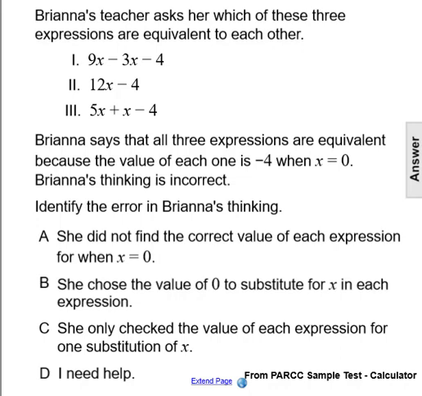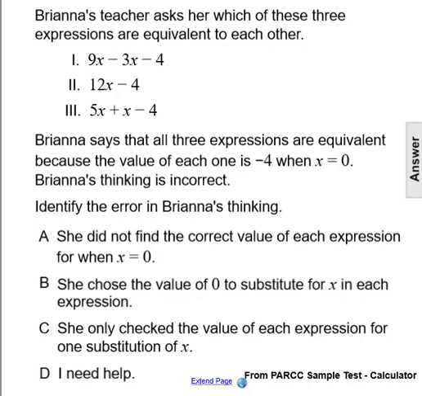So again, Brianna says that all three expressions are equivalent because the value of each one is negative 4 when x equals 0. So we have choice A, where Brianna did not find the correct value of each expression when x equals 0. Well, let's see. If we substitute in the value of x equals 0 into each expression, let's see what value we do get.